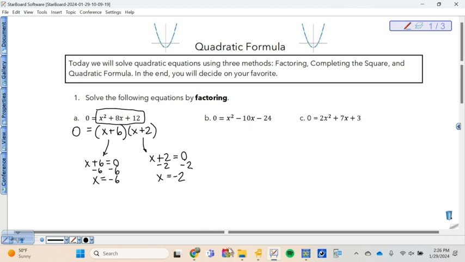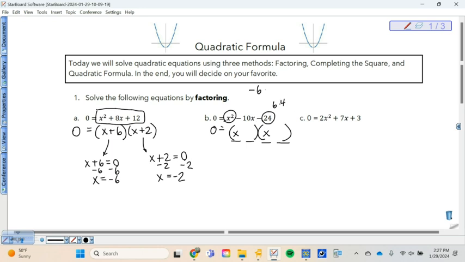Let's do b together. So again, I start by factoring this side of the equation. So first think to yourself, what times what is going to give you x squared? X and x. That part's easy. Then we think, what two numbers multiply together to get to 24? 6 and 4. Could that get me to 10? Yeah, if I made both of them negative, I would get to -10.